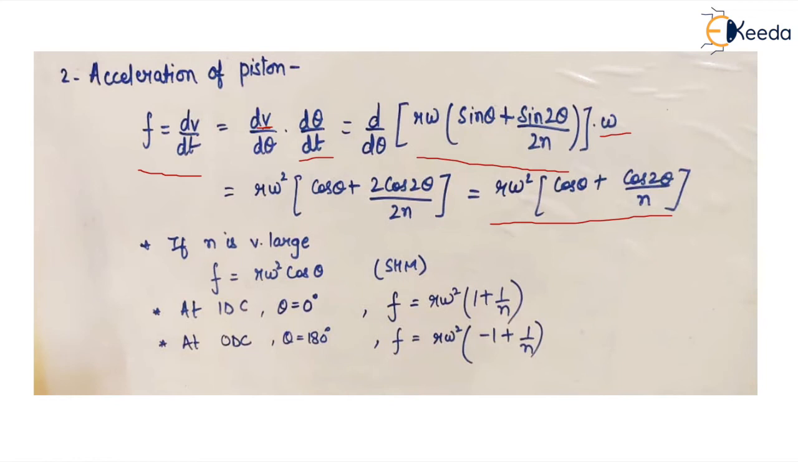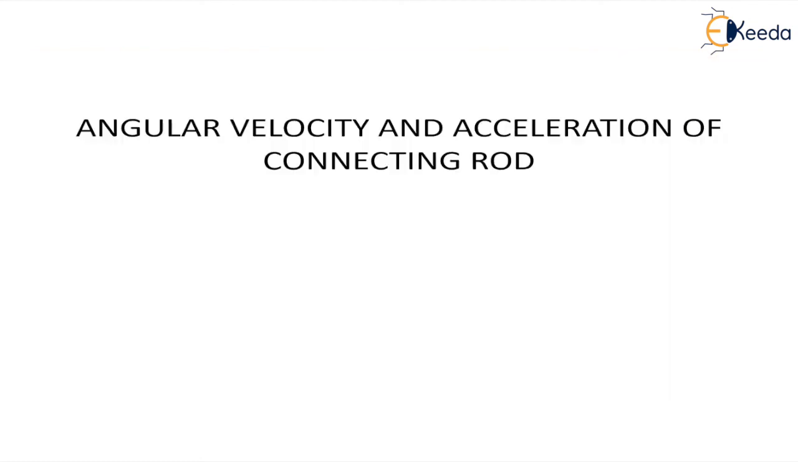Now if n is very large, what will happen? This term will become very small. So the equation becomes r omega square cos theta. And here I've written two values at inner dead center and outer dead center. At inner dead center, theta is 0 degree, and at outer dead center, theta is 180 degree. So the equation changes to r omega square. Cos 0 is 1, so it becomes 1 plus 1 upon n. And at 180, cos 180 is minus 1, so it becomes minus (1 plus 1 upon n). Now we have studied the linear velocity and acceleration of the piston.